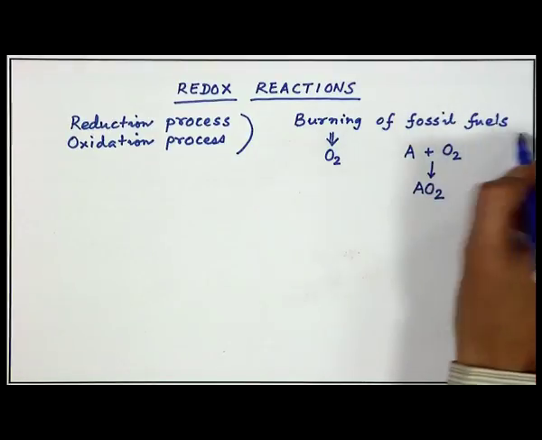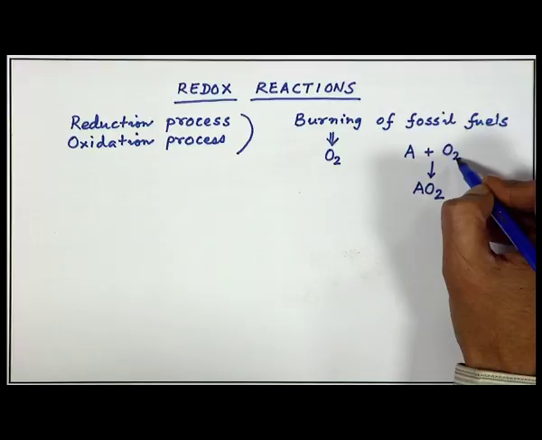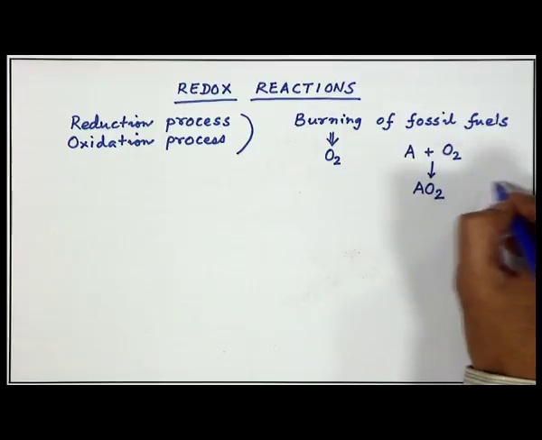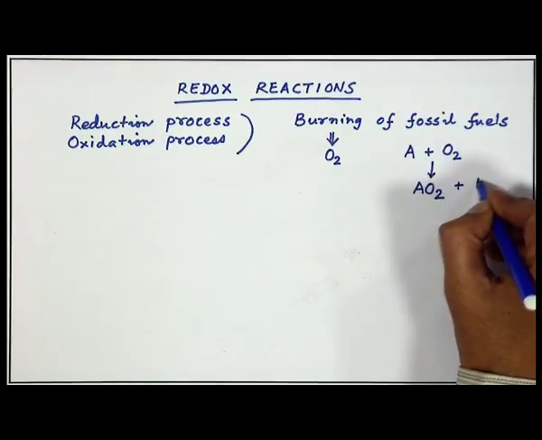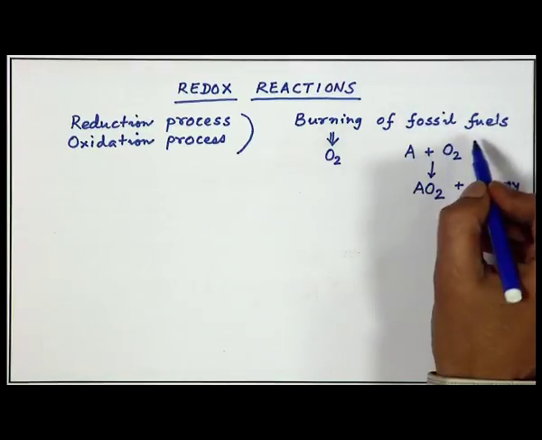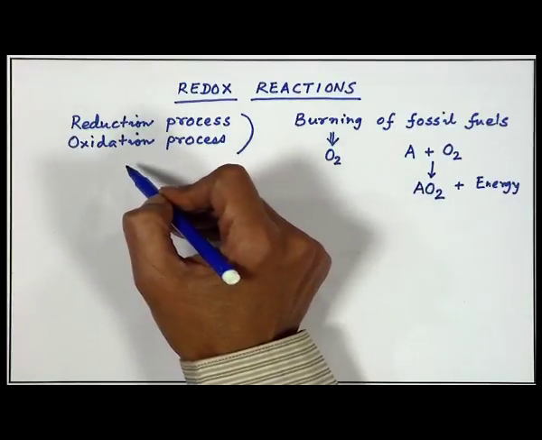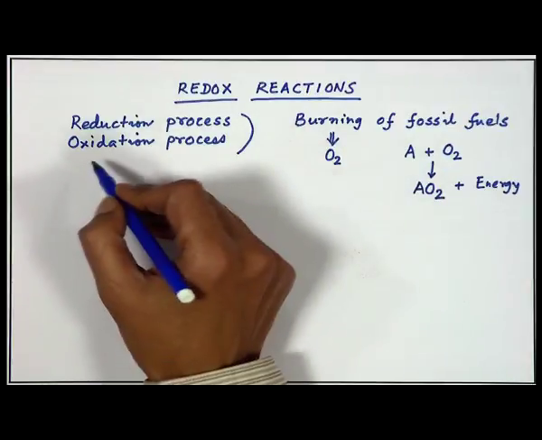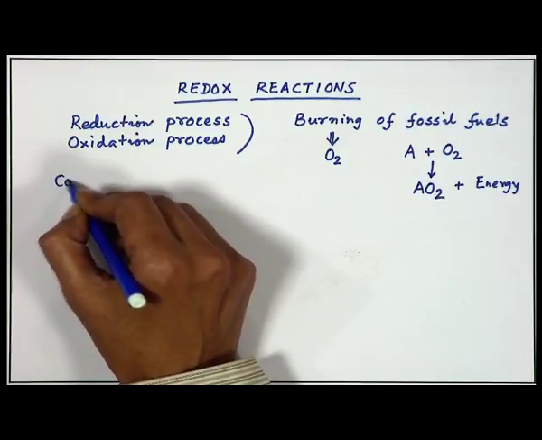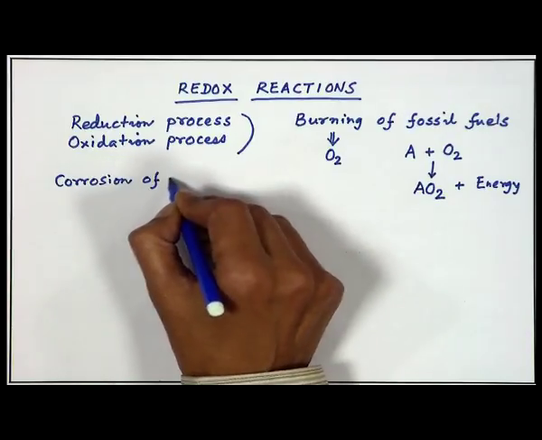So, if our fossil fuel has carbon present in it, carbon can be oxidized very nicely by forming its corresponding oxides, and that releases a good amount of energy. So, that is the requirement for the burning process. But what about these two things, that means the corresponding reduction process and the oxidation process, because these two processes are starting from this burning of fossil fuel to another process which is the corrosion of metals.